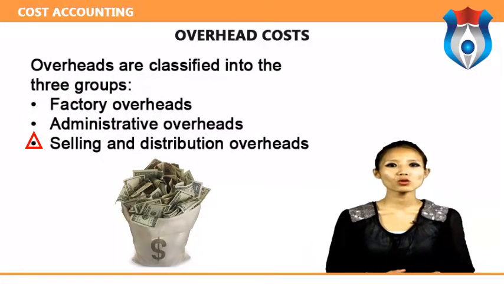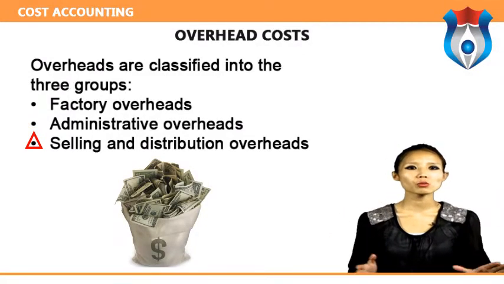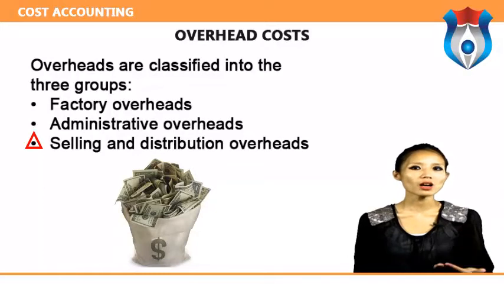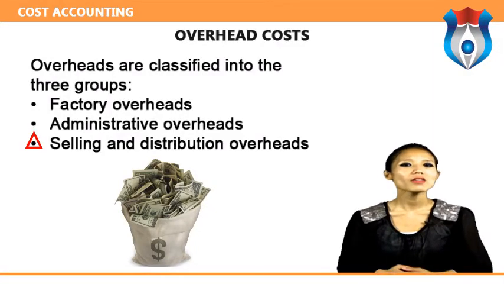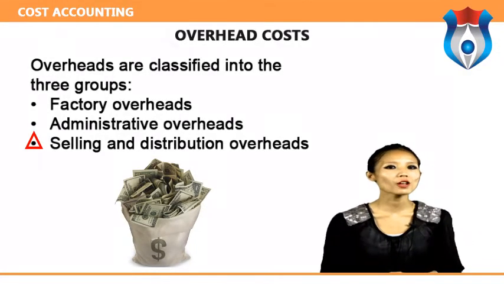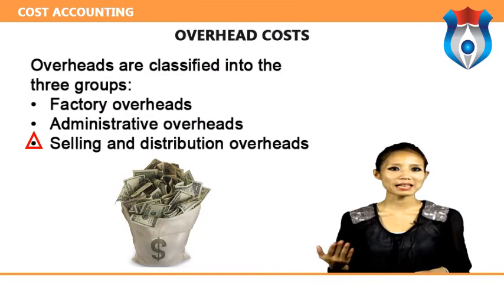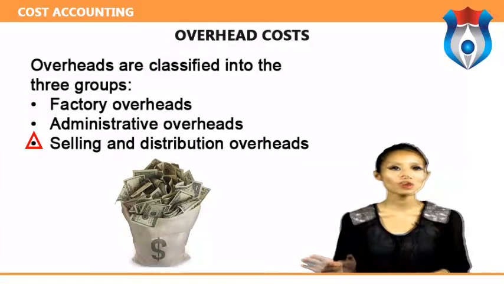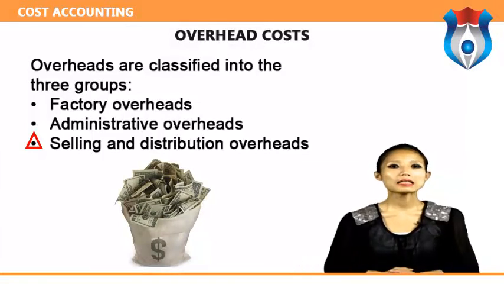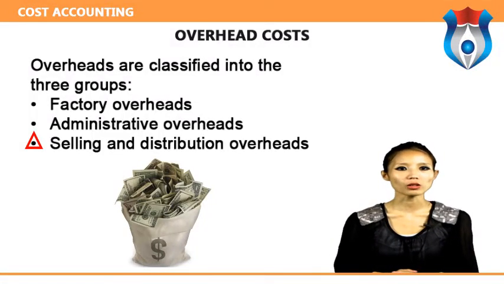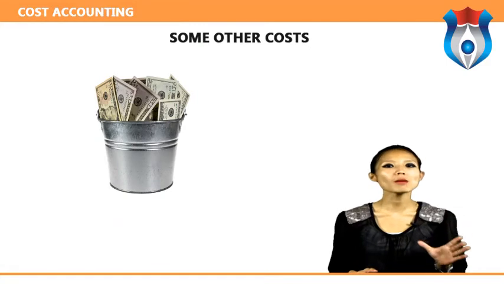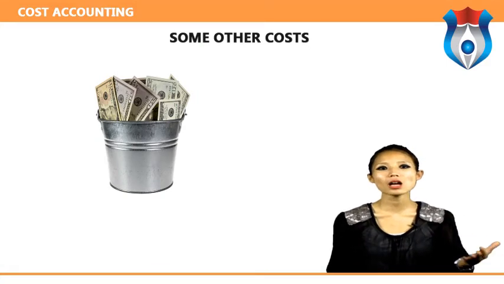Selling and distribution overheads. Selling and distribution expenses are indirect costs which pertain to marketing the product or services. They are not directly related to the cost of the products, jobs, contracts or services. Sometimes selling and distribution costs are separated with a view to apportion these overheads on some accurate basis. There are also some other types of costs which are left undiscussed.